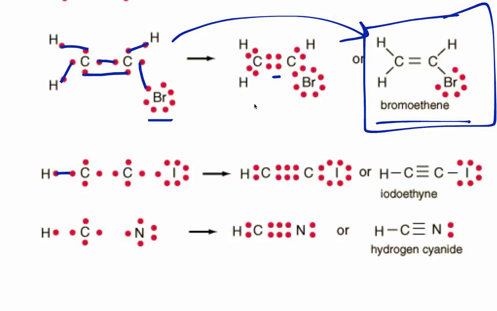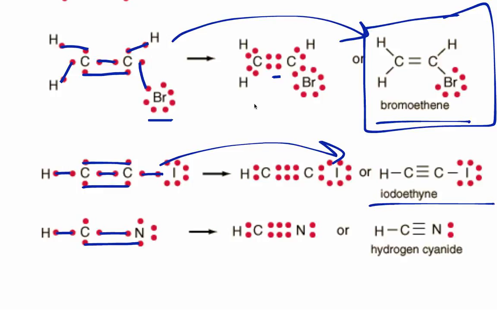Same thing over here. We're going to form a bond between the hydrogen and carbon, between the carbons, between the carbon and the iodine. Now we have some extra electrons, and guess what? If we form them across the carbons, we get this iodoethene. And right now, we're not naming these compounds, we're just drawing them, so don't worry about the naming. You can also see the hydrogen cyanide here. Form a bond here, form a bond here. This one needs another, and another. That's how we're going to get our hydrogen cyanide.